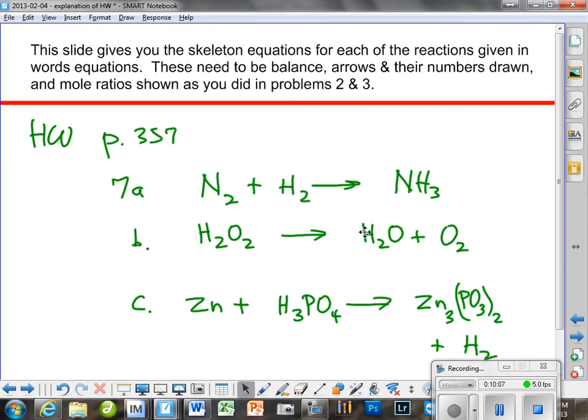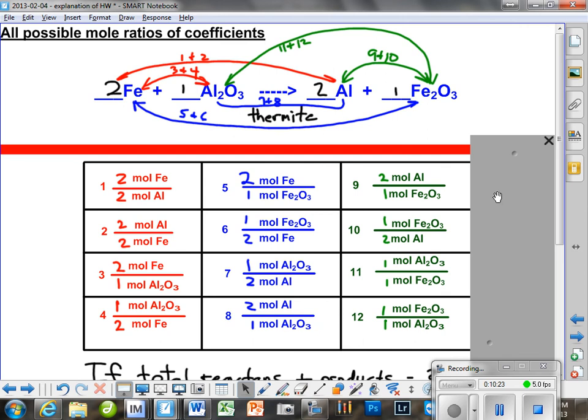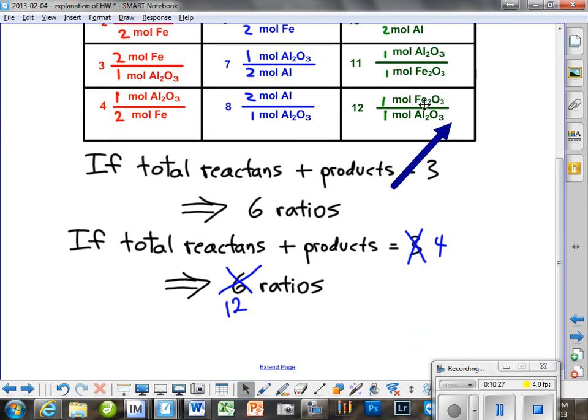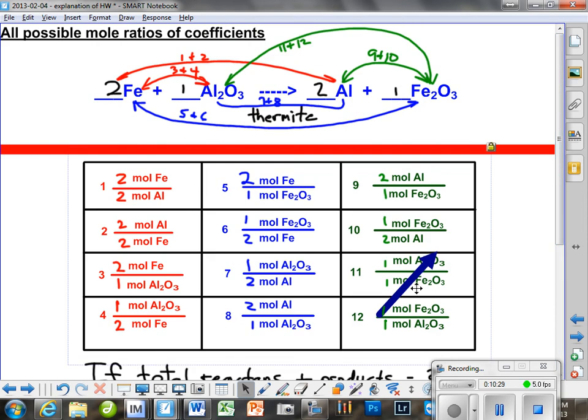And the last thing that we have here is this slide, which will give you the skeleton equations for each of the reactions given in the word equations. And these need to be balanced, arrows and their numbers drawn, just like we did here. Okay, up at the top of this slide, we had arrows and their numbers drawn. Let's get the pointer up here. Okay, you'll see that we have arrows and the numbers. That's what I'm referring to.